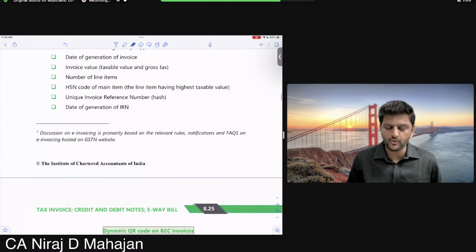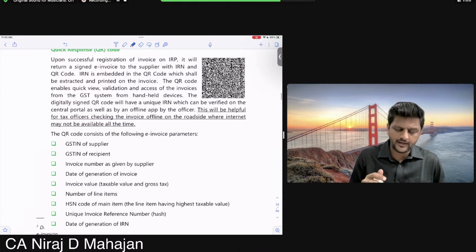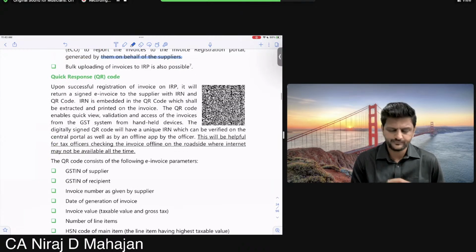Upon successful registration of the invoice on the IRP, it will return these three things. The IRN is embedded in the QR code. Okay?